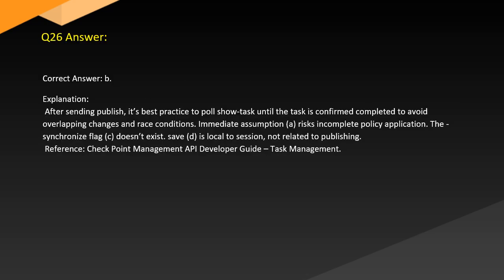Answer. Correct answer: B. Explanation: After sending publish, it's best practice to poll show task until the task is confirmed completed to avoid overlapping changes and race conditions. A. Immediate assumption risks incomplete policy application. C. The synchronize flag doesn't exist. D. Save is local to the session, not related to publishing. Reference: Checkpoint Management API developer guide, task management.